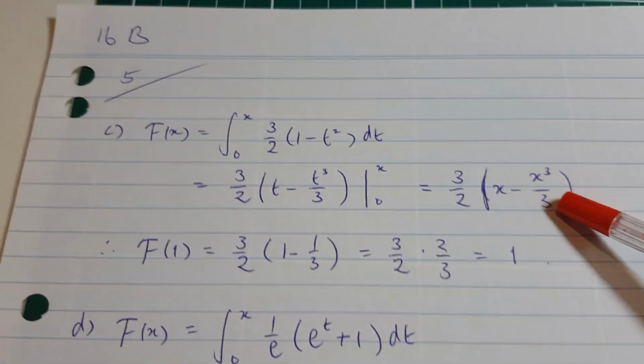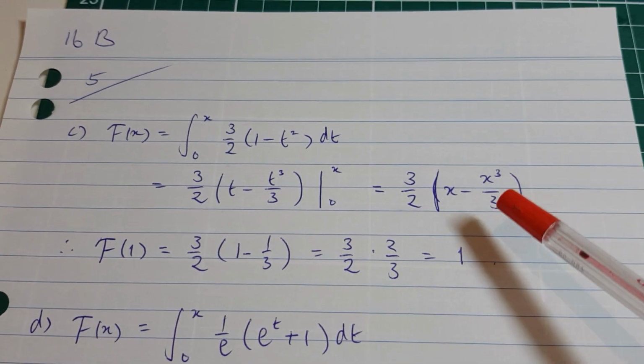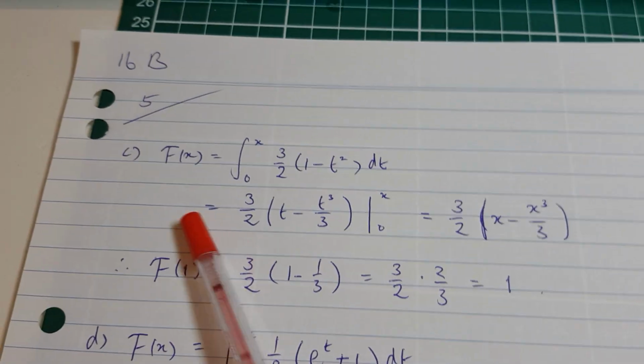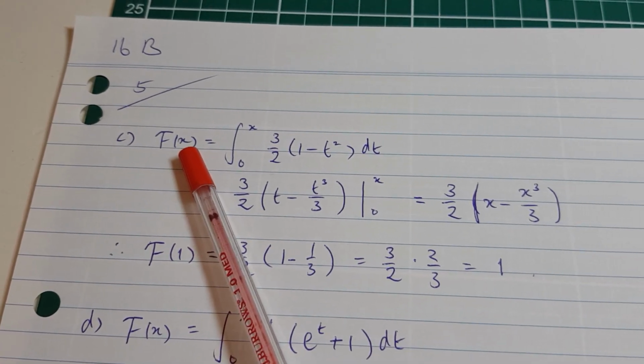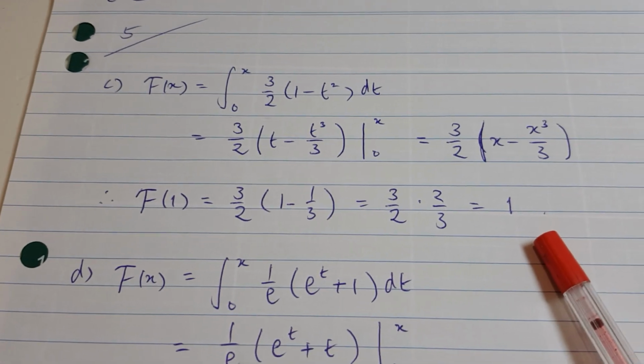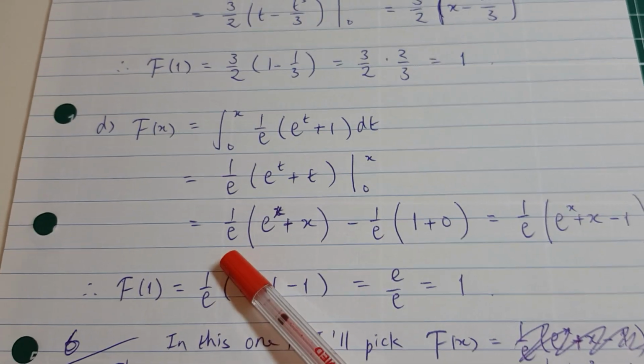Okay, you can't have this F of x be some sort of a single number, because it has to be a function. So now plug in the upper bound of the domain given, which is 1 in this case, and again, it gives you 1. All right, last question of question 5.